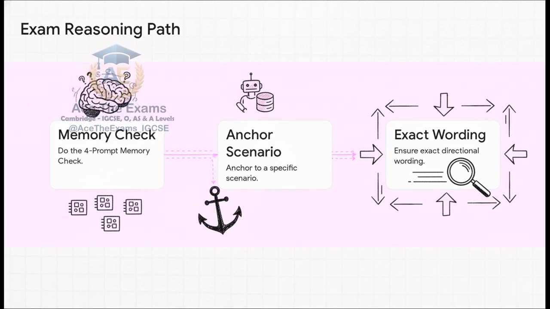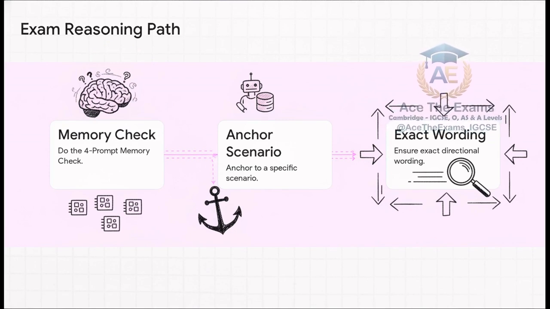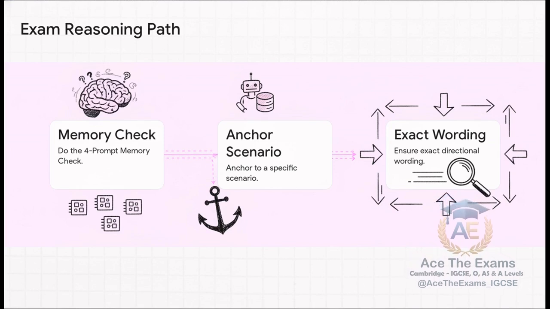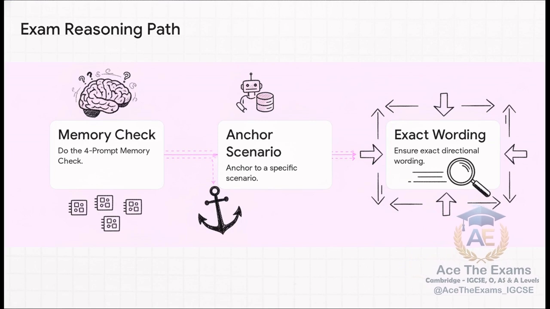You've got to follow the precise exam reasoning path. First, run through the 4-prompt memory check we just talked about. Second, avoid generic answers by always anchoring your explanation to the specific scenario given in the question, like a robot or a database. And third, ensure your wording regarding direction is exact and totally unambiguous.